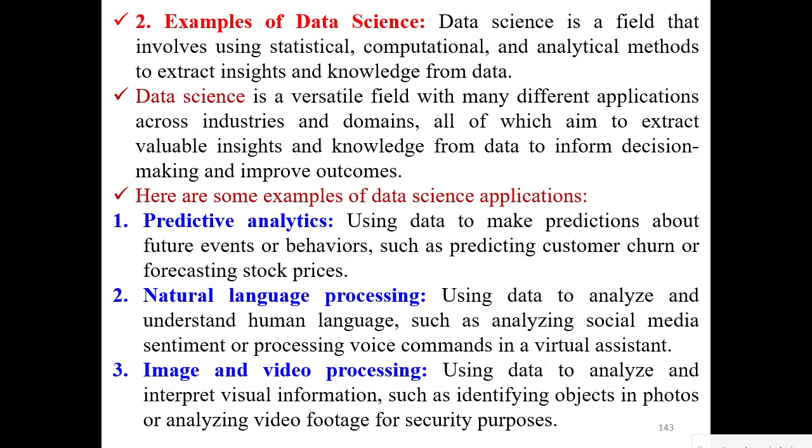Next, examples of data science. What are the best examples of data science? It involves using statistical, artificial, computational, and analytical methods to extract insights and knowledge from data. So that's why data science is a versatile field with many different applications across industries and domains, all of which aim to extract valuable insights and knowledge from data to inform decision making and improve outcomes.